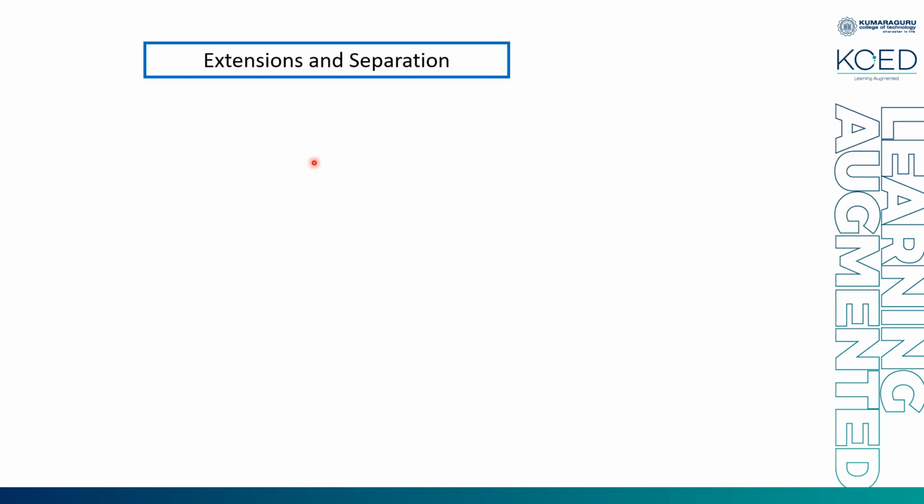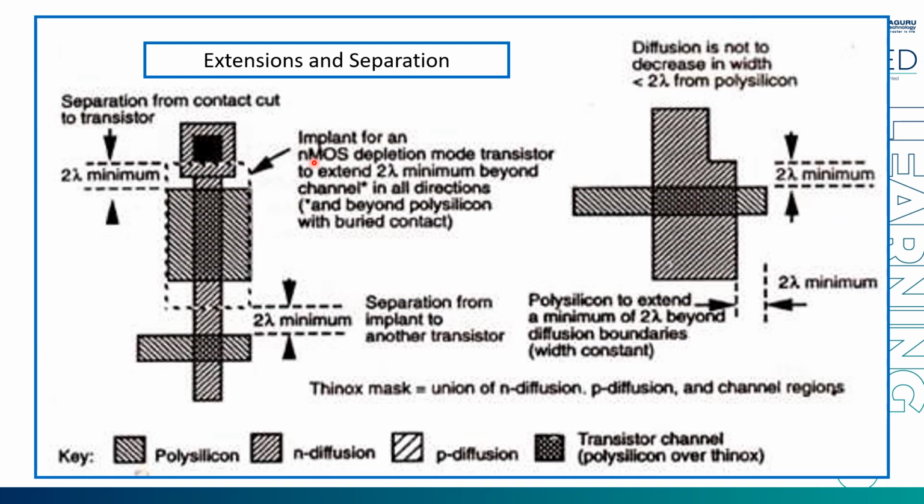In this slide, we will see extensions and separation. So how far a layer can extend, how far it has to be separated, that is minimum spacing, and how far minimum it has to be extended. This part we have already seen in the last slide. Whenever you form a transistor, minimum 2 lambda has to be there. If you see here, diffusion is not to decrease in width below 2 lambda from polysilicon. Whenever you cross a diffusion and poly, you form a transistor.